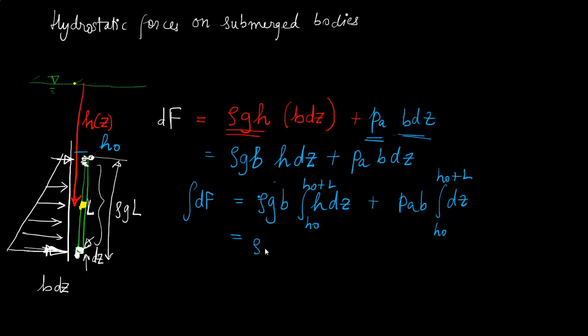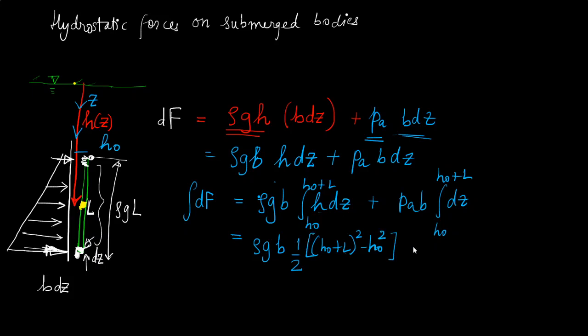So what do we have? Rho g b. Now how are h and z related? h and z are simply the same thing. It's just that I'm calling h as the height, but it's actually the z coordinate. So it is actually the integral of z dz. So it will be z square upon 2. So it will be 1 by 2 times h naught plus L whole square minus h naught square.